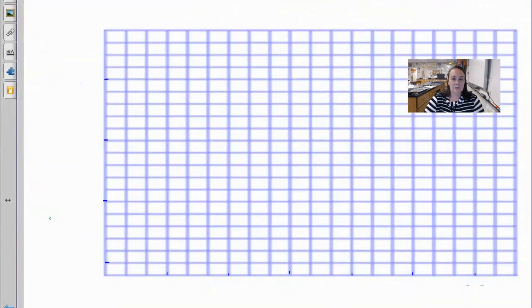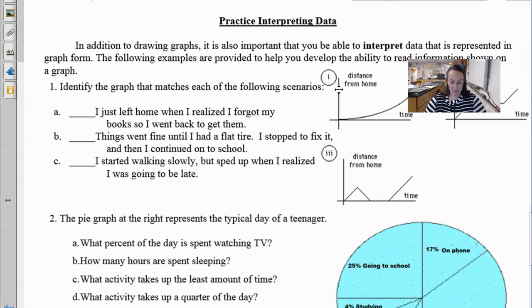Then there is another practice reading graphs in your packet if you would like. It has just graph reading. The key to this will also be underneath this lecture. Okay.